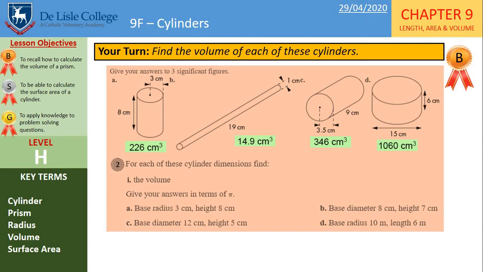Question 2 said to give your answer in terms of pi. So the first one, A, is 72 pi centimetres squared. You still need to have the units on there. B is 112 pi centimetres cubed. C, 180 pi centimetres cubed. And D, 600 pi metres cubed. Now those could all be non-calculator questions since you're giving your answer in terms of pi. So make sure you're able to work that out without a calculator.